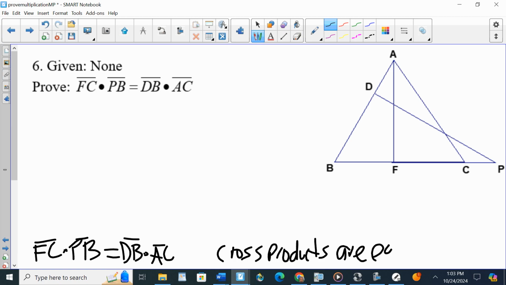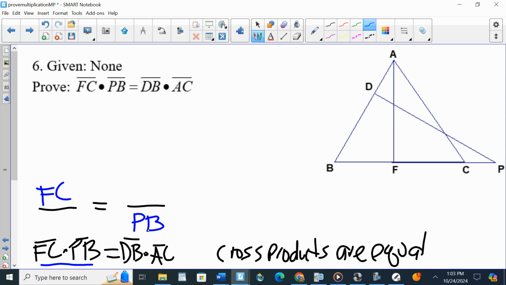Before the multiplication always is the proportion. So I make a blank proportion. What's being multiplied must be diagonal from each other. So FC and PB should be diagonal from each other, and then DB and AC. And again, it doesn't matter exactly where the letters go, as long as the things that are being multiplied are diagonal from each other. The reason for the proportion, always, is CSSTIP.